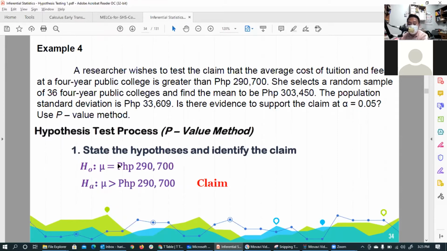The statement of hypothesis, guys: the null is the average mean is equal to 290,700. The alternative hypothesis uses the inequality greater than 290,700. Nganong greater than man? It is in the problem. The researcher wishes to test the claim that the average cost of tuition and fees at a four-year public college is greater than. So that line there, greater than, means the alternative hypothesis uses the greater than inequality symbol. Now, the claim here is also the alternative hypothesis. Look at the first line again. The researcher wishes to test the claim that the average cost is greater than 290,700. Questions so far?